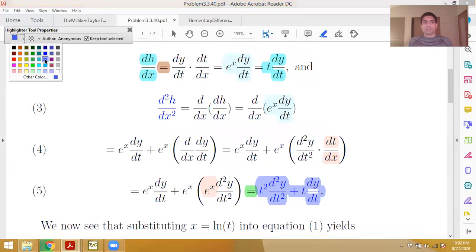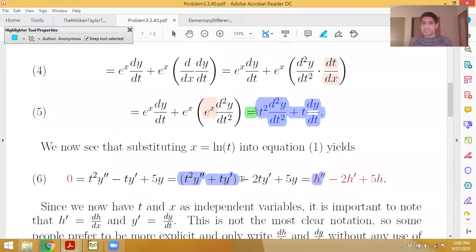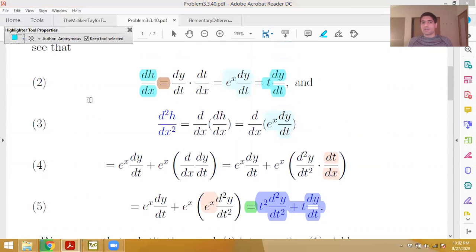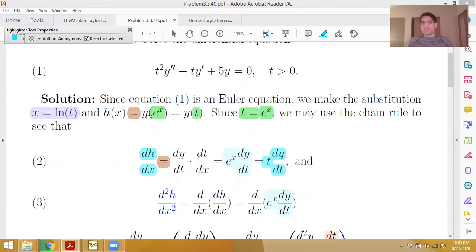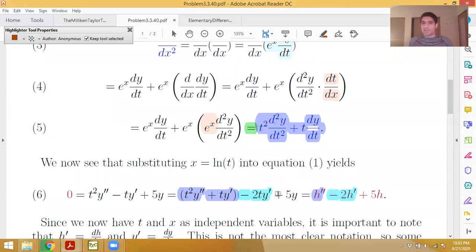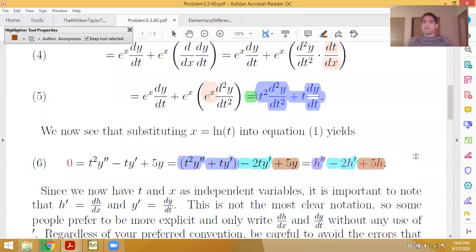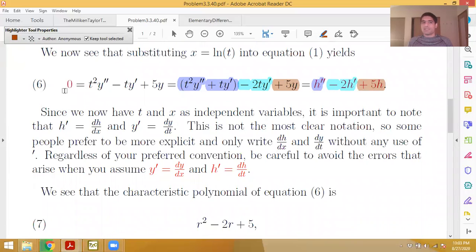Similarly, recalling that the first x derivative of h is t times the first t derivative of y, we see that this negative 2ty corresponds to just negative 2h prime. And then we also knew that h was equal to y. So that's why this 5y just turns into 5h. But in conclusion, we see that the result of the substitution is 0 is equal to h prime prime minus 2h prime plus 5h.